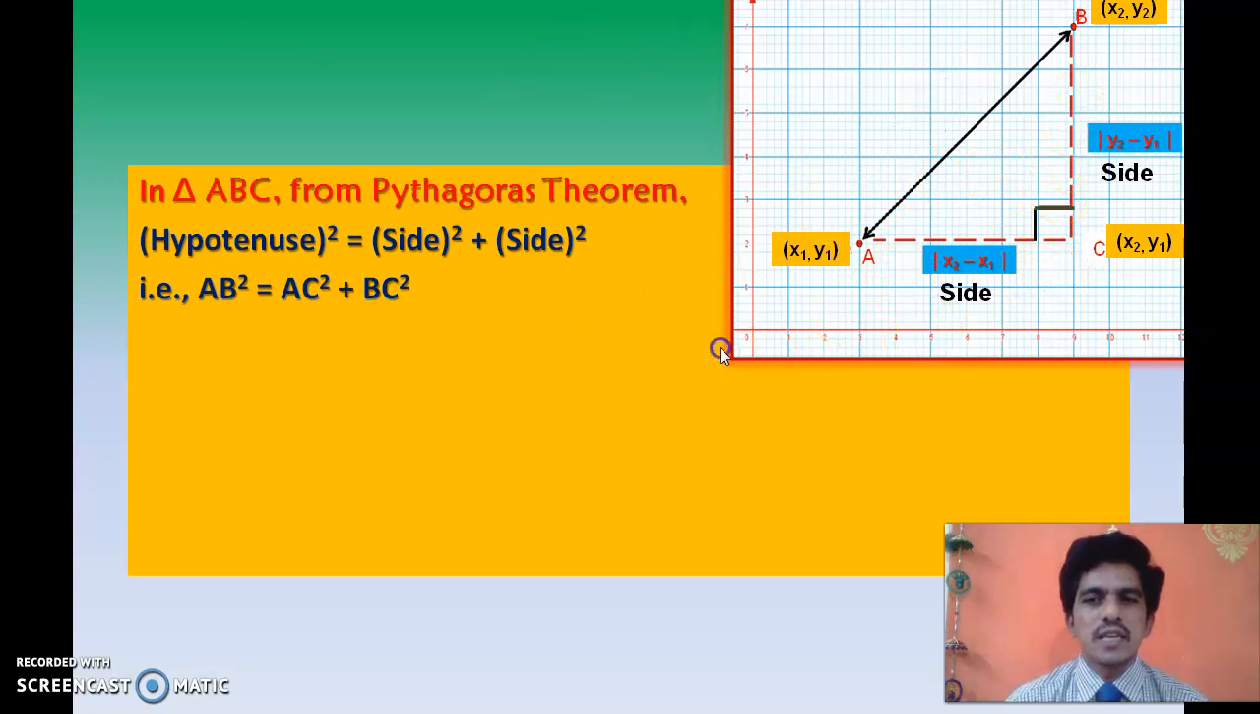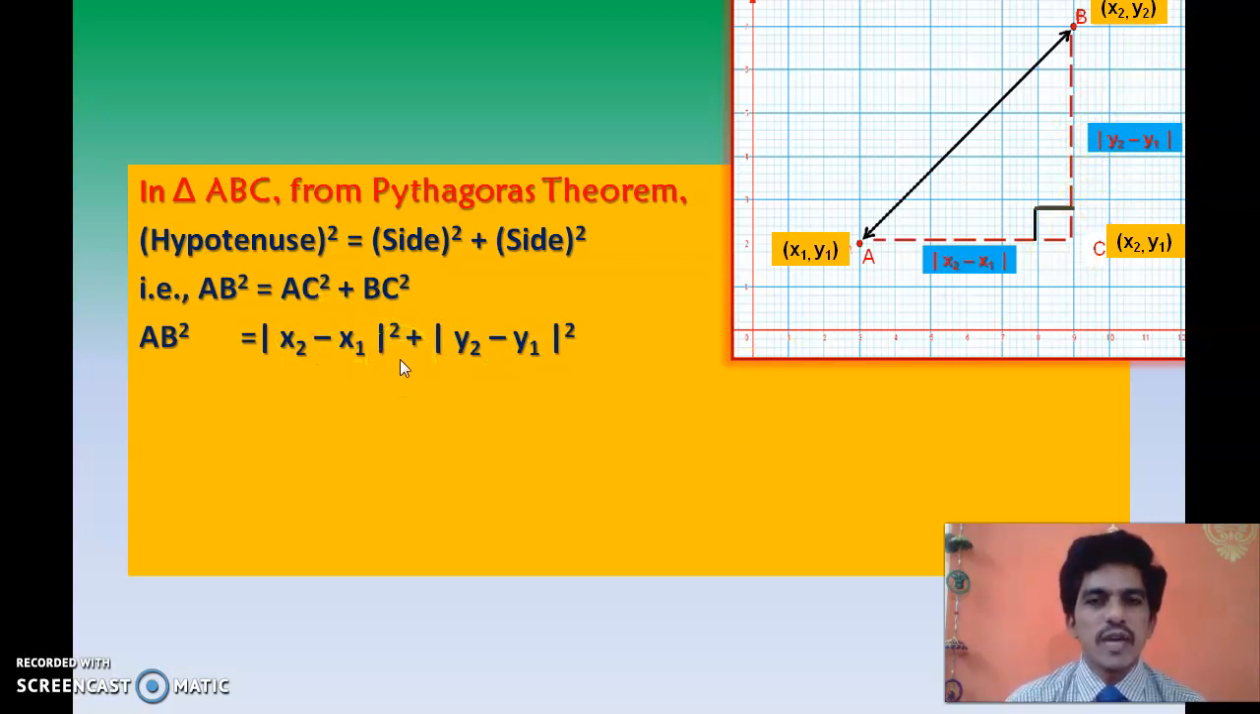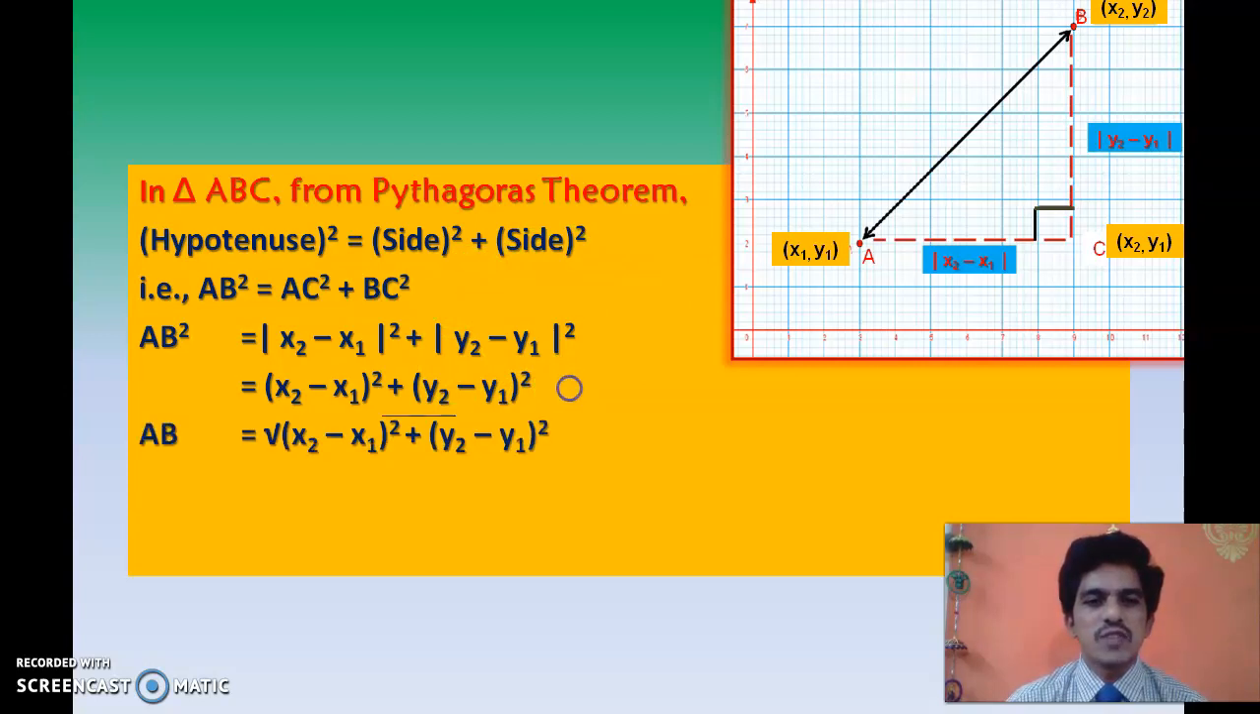Now we know that AC is modulus of x2 minus x1. So in place of AC, we can write modulus of x2 minus x1 whole square. And in place of BC, we can write modulus of y2 minus y1 whole square. Here we are squaring these numbers. Whether you get a negative value or a positive value for x2 minus x1, its square is always positive. So we can ignore the moduli and write just x2 minus x1 whole square plus y2 minus y1 whole square.